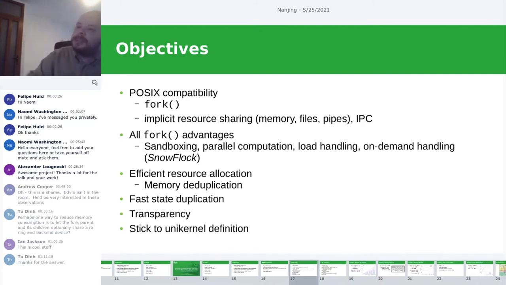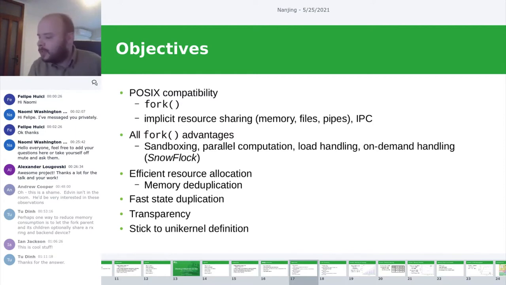Now, having said that, our first objective would be to close the gap towards full POSIX compatibility on unikernels, and this would imply supporting the fork function and everything that fork comes with, such as implicit resource sharing between the parent and the child process, and IPC mechanisms, both being represented by shared memory, regular files, and special files such as pipes and Unix sockets.